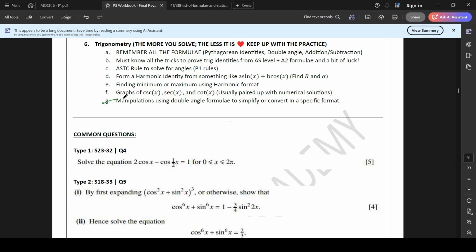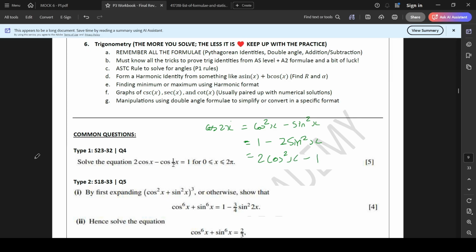And the last key pointer that you must have on your fingertips is the manipulations using the double angle formula to simplify or convert it into the specific format that is demanded in the question. Always remember cos 2x has three different formulas. The first formula is cos square x minus sine square x. It connects your cos 2x with both cos square x and sine square x. If you want a connection of cos 2x with only sine square x, the formula is 1 minus 2 sine square x. And for only cos square x, it is 2 cos square x minus 1.